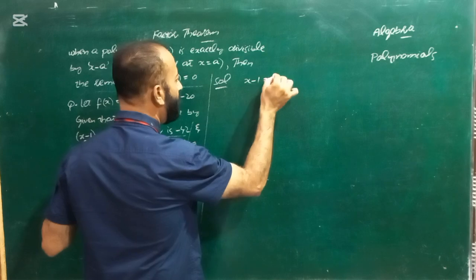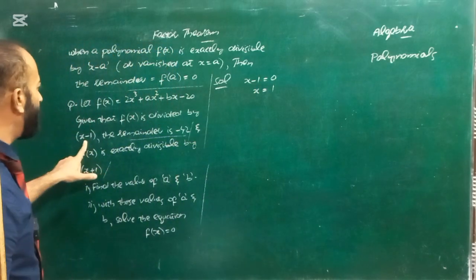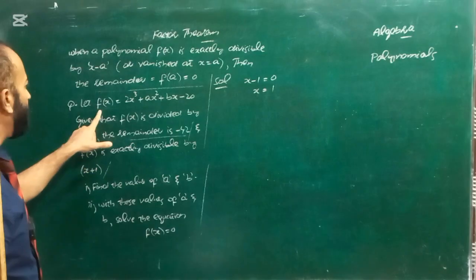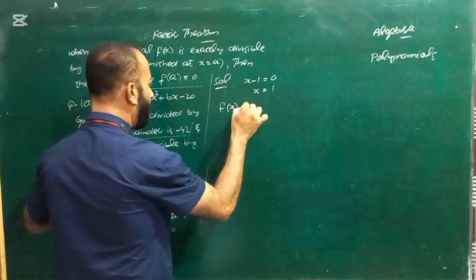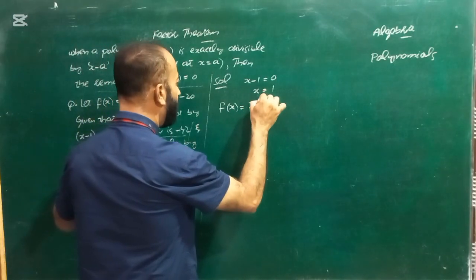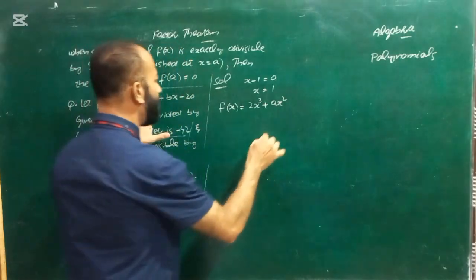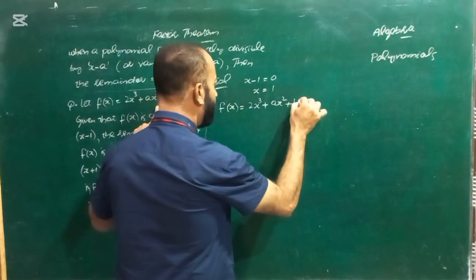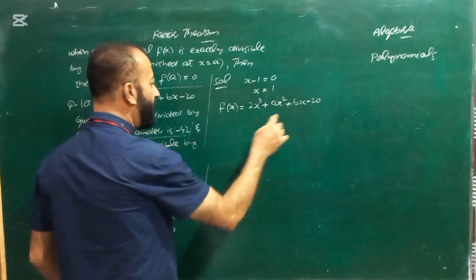So x minus 1 equal to 0 and x will be equal to 1. So remainder theorem is going to be applied. So f of x is equal to 2x cubed plus ax square plus bx minus 20. So this value of x will be applied here.